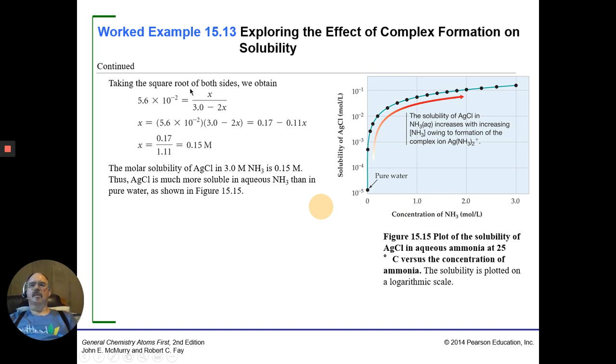If we take the square root of both sides and rearrange, we get X is equal to 0.15 molar. So the molar solubility of silver chloride in 3 molar ammonia is 0.15. And so we can see that if we add ammonia, the silver chloride becomes much more soluble.